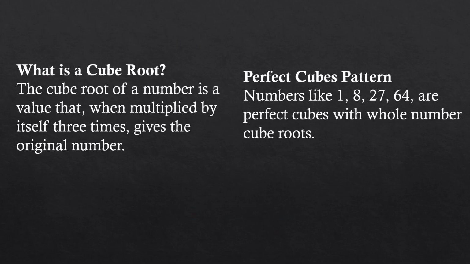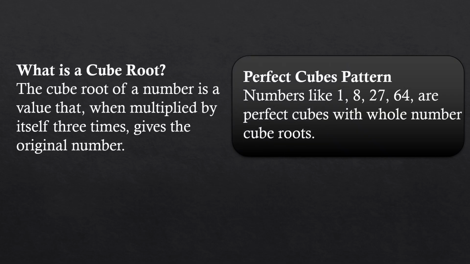What is a cube root? The cube root of a number is a value that when multiplied by itself 3 times gives the original number. Numbers like 1, 8, 27, 64 are the perfect cubes with whole number cube roots.